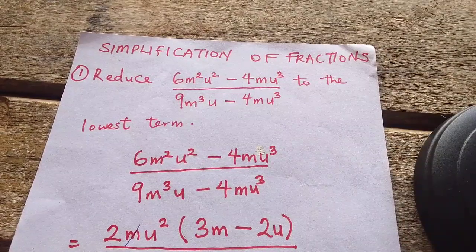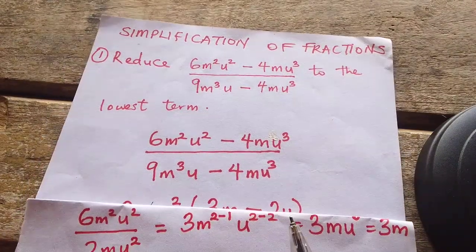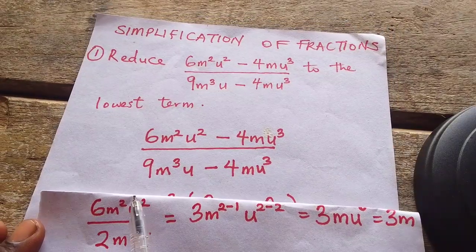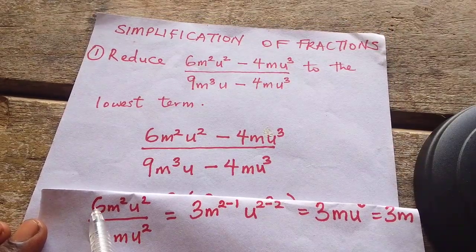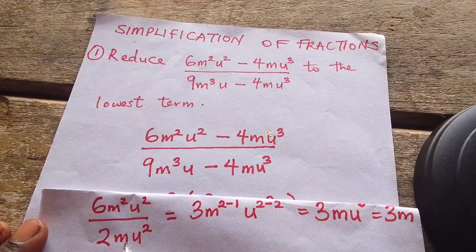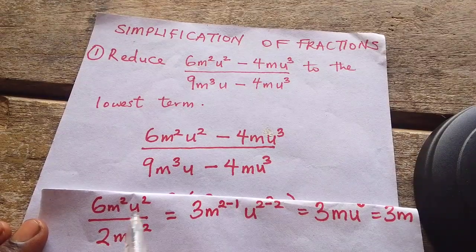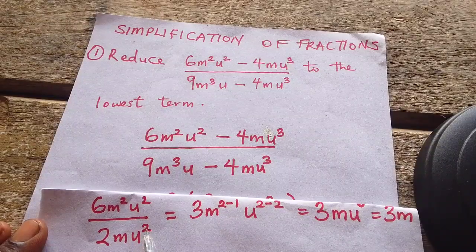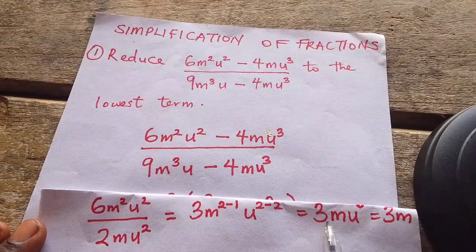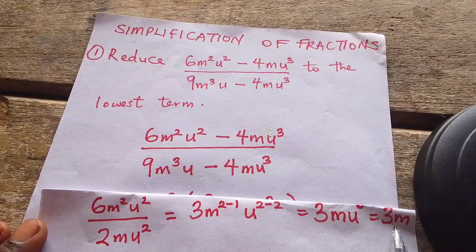6m²u² divided by 2mu². Let's look at it. Your 6 divided by 2 is 3. m² divided by m, using indices, is m to the power 2 minus 1. Then u² divided by u² is u to the power 2 minus 2, and 2 minus 2 is 0. So you have 3m times u⁰, and u⁰ is the same thing as 1. 1 times 3m gives us 3m.